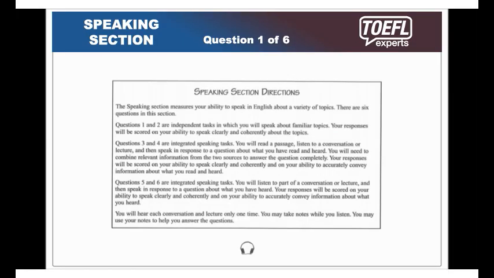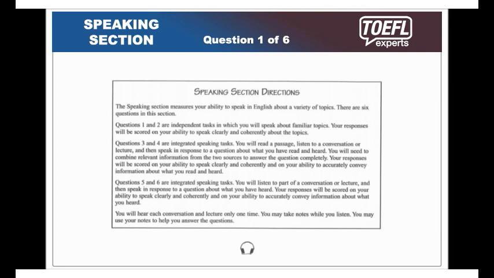Speaking section directions. The speaking section measures your ability to speak in English about a variety of topics. There are 6 questions in this section. Questions 1 and 2 are independent tasks in which you will speak about familiar topics. Your responses will be scored on your ability to speak clearly and coherently about the topics.